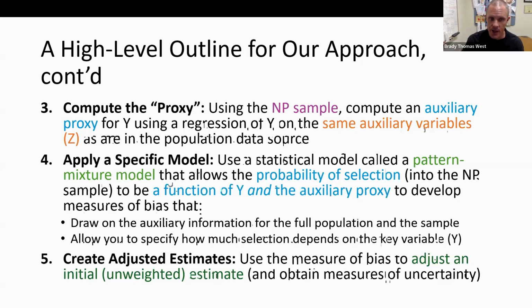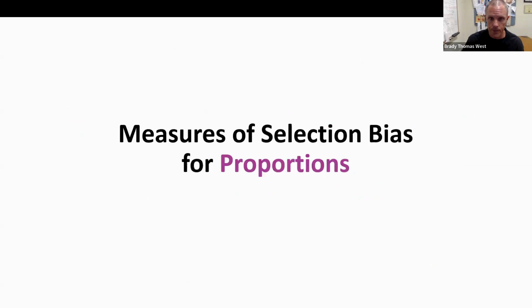Given all this information, then, we can create adjusted estimates. We can use our measures of selection bias to adjust an initial unweighted estimate of something like the proportion that have had the COVID vaccine, and obtain measures of uncertainty as well about those adjusted estimates. So we can use our measures of bias in our estimate of interest to go back and adjust our unweighted estimate and come up with a better estimate of what's actually happening in the population, allowing for non-ignorable selection. That's the key point.